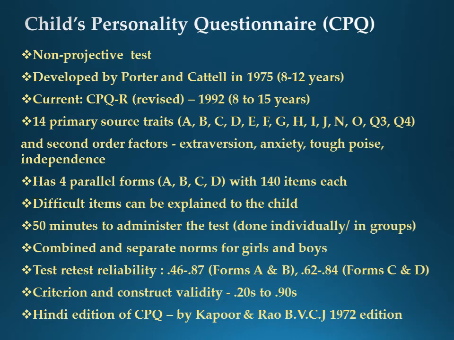So there are 10 items per factor. That makes 140 items because there are 14 factors, and 140 into 4 forms makes it 560 items in all. That's that. Mostly the two parts of the test, like I said, the two forms should be given separately to avoid a lot of fatigue and boredom, because anyway we're looking at children. After using one form, one can use the other form. A few precautions that one must take is giving proper instructions, and the child should not be forced to write the test.